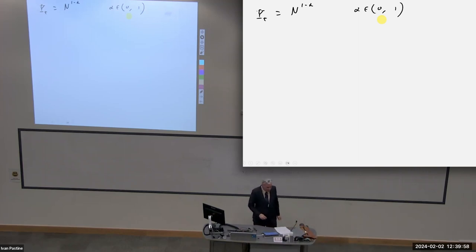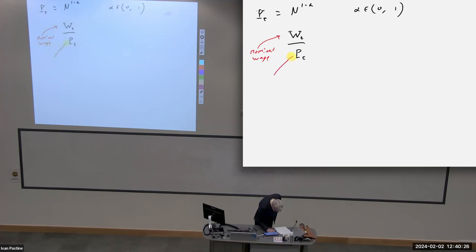Okay. Now we're going to have firms that want to hire workers. How many workers do they want to hire? Well, if there's some wage, W_t, let me make this capital. So this whole thing as a whole is the real wage. So those are the real wages.